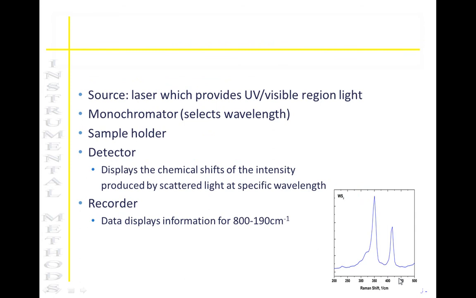In a Raman, the laser which provides UV visible light region is used. There's also a monochromator, which is going to select that wavelength, a sample holder, and a detector that's going to display that chemical shift from the scattering of light at the specific wavelength. The data that we receive is going to be very similar to what's shown on this slide and is going to be displayed for a different region, since it is usually a UV visible source that is used instead of an infrared source.